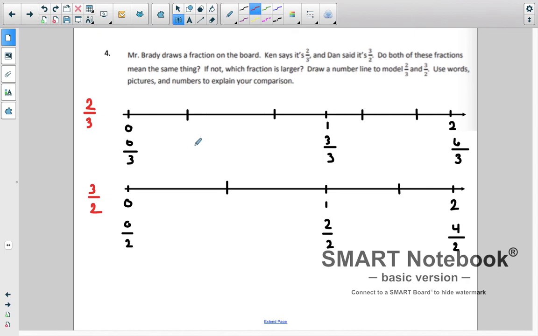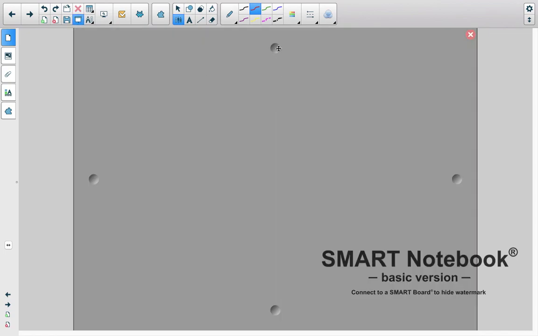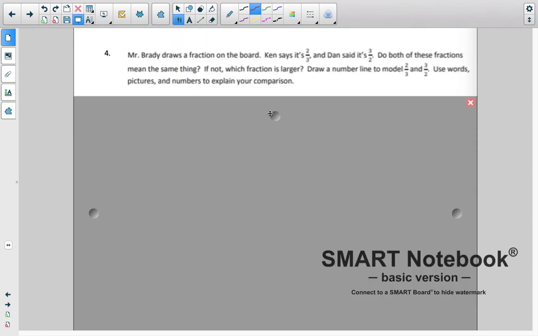All right, it says, Mr. Brady, I'm going to bring this down. Mr. Brady draws a fraction on the board. Ken says it's 2/3 and Dan says it's 3/2. Do both of these fractions mean the same thing? If not, which fraction is larger? Draw a number line to model 2/3 and 3/2. Use words, pictures, and numbers to explain your comparison.